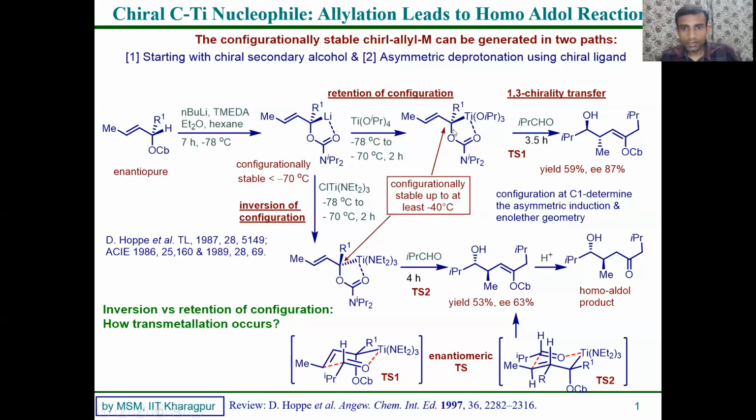Interestingly, this type of allyl titanium compound is much more stable than the corresponding lithium. Lithium is stable at minus 70 degrees centigrade, but these are quite stable at minus 40 degrees. Not only that, if one takes this type of carbon titanium compound, even heats it up to room temperature and then adds aldehyde, you still get a considerable enantiomeric excess in this product. The reason is the stability of the carbon-titanium bond: the chiral center attached to this titanium is much more stable compared to the lithium version.